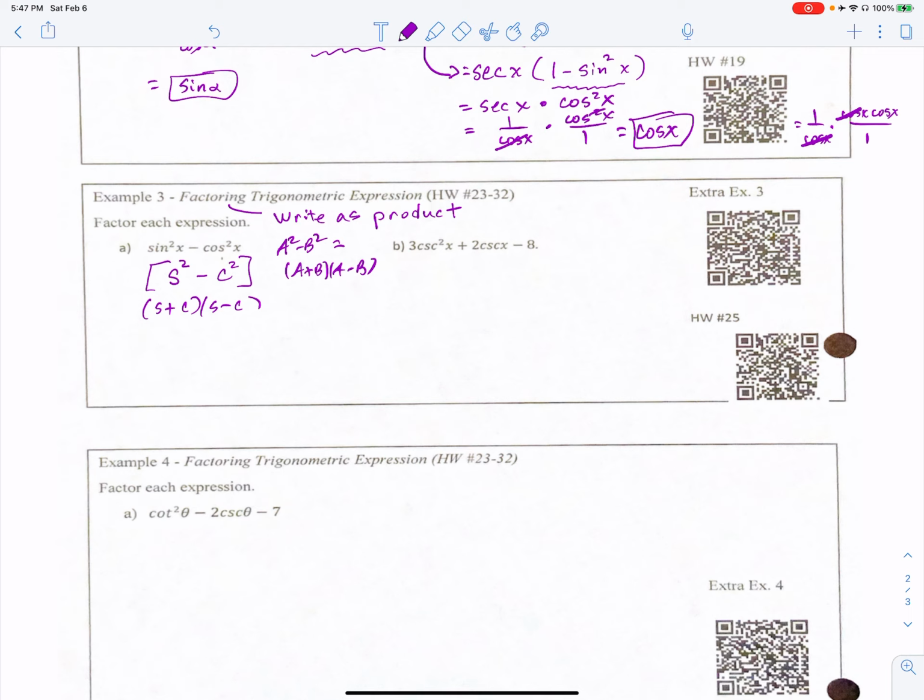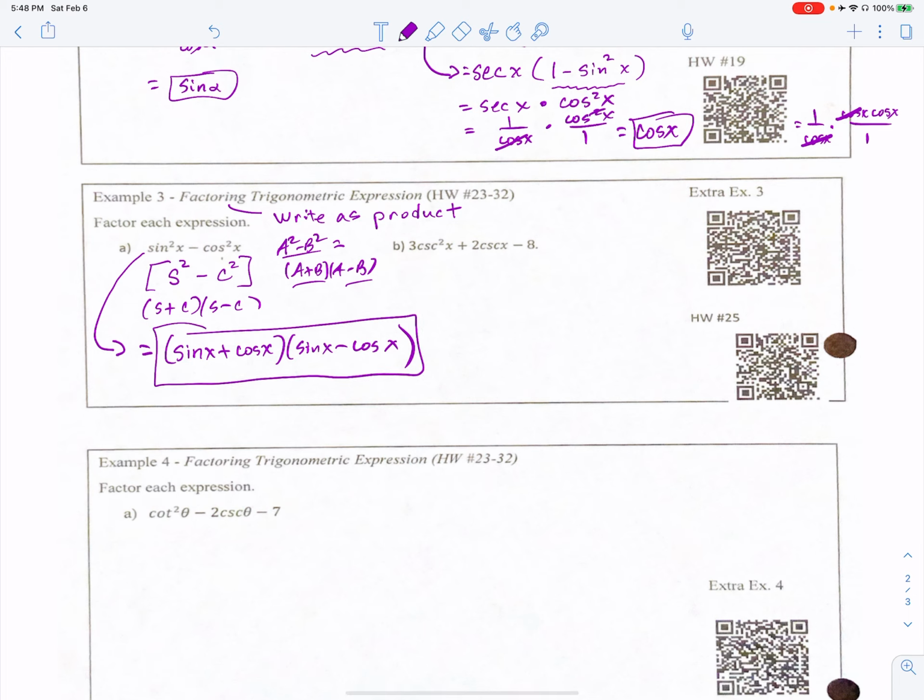But we have to remember, it wasn't just s's and c's, it is sine squared and cosine squared. So this factors as sine of x plus cosine x times sine x minus cosine x. So what we've done with variables, we're doing with trig expressions, and that is writing it as a product. It's factoring it.